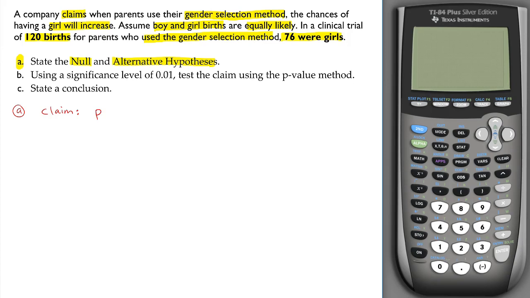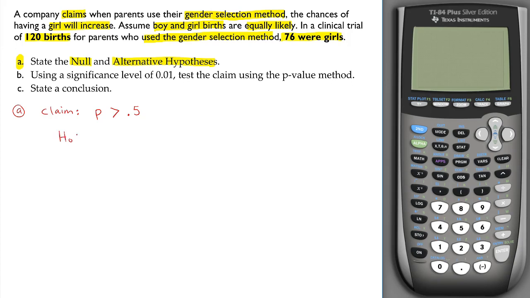And also notice that our claim states that the number of girls or the chance of girls will increase. Well, first of all, what's the chance of a girl in this problem? We're given that boys and girl births are equally likely, so we know that the chance of having a girl is 50% or 0.5. So by stating that there will be an increase in the number of girls, what we're saying is that the proportion of girls is greater than 0.5. That's what the claim is saying, and this is how we state the claim in symbolic form.